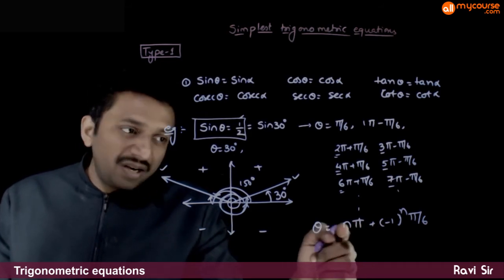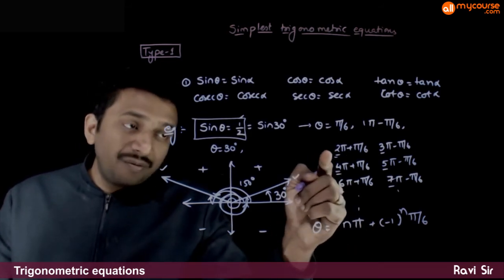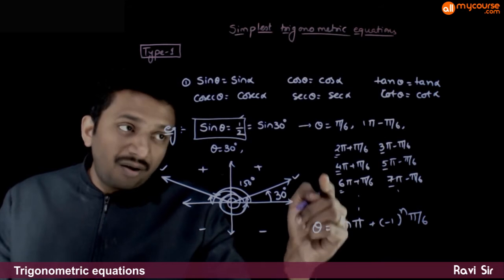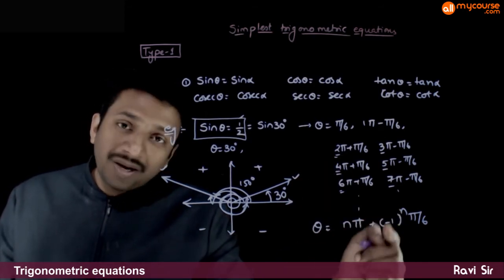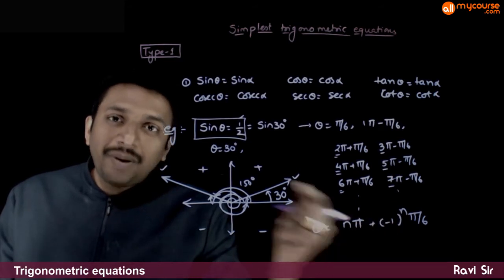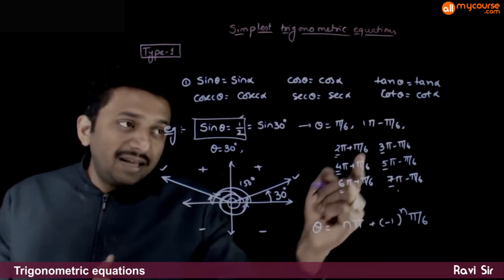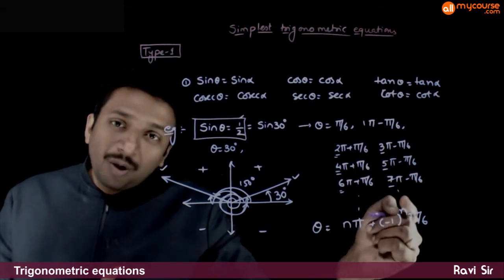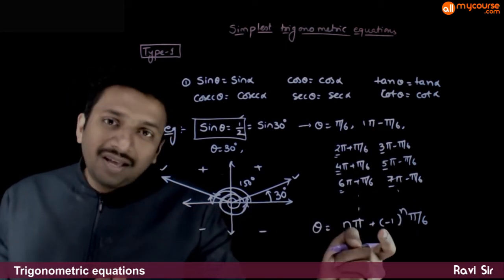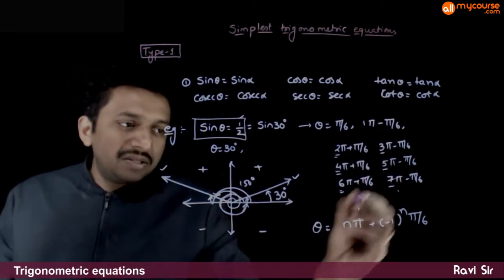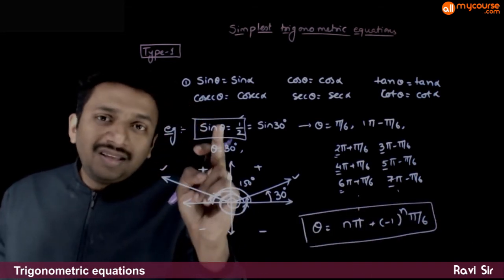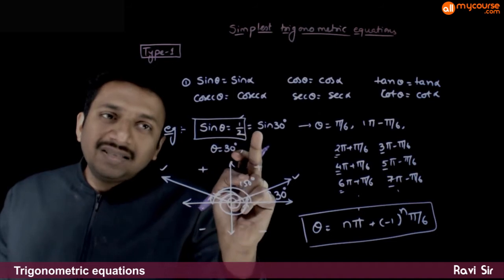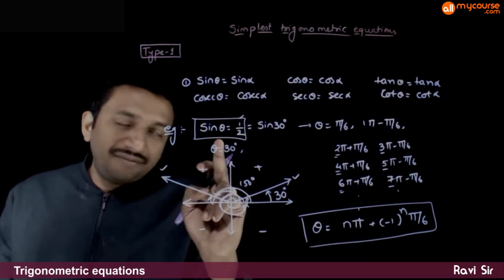This becomes plus 1 if n is even. So for all even multiples of pi, you're getting plus. If n is even, minus 1 whole power n will be plus 1, so you get plus pi by 6. And if n is odd, minus 1 whole power n is minus 1, so you get a minus here. So this is the general solution to the equation sin theta is equal to half.